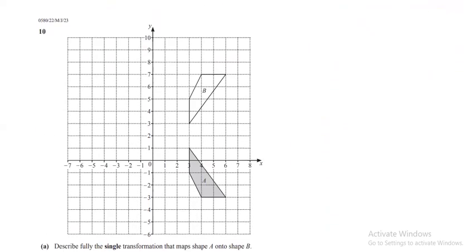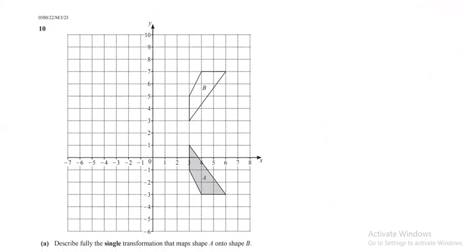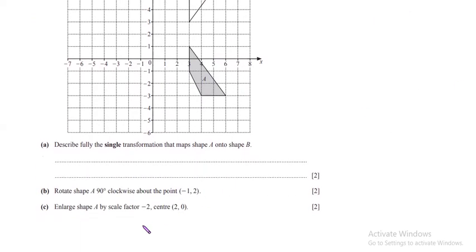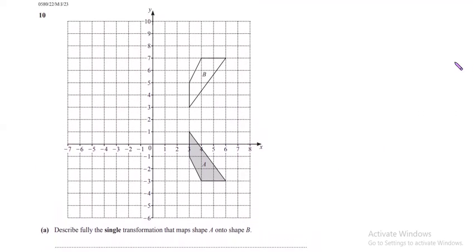Let's move on to the next one, which is a question related to transformations. The main reason why I picked this question is to give an idea about negative scale factors. The first question is to explain the single transformation that maps triangle A onto B. A onto B is going to be a reflection, because it's being reflected about this line. We need to write the line of reflection when explaining it.